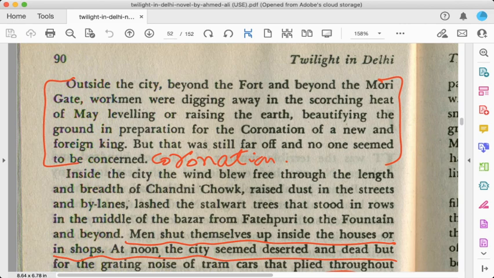The earth is being leveled somewhere. Somewhere it's being raised. Somewhere it is being beautified. In that way, the preparation is going on in order to welcome the British king, in order to perform the ceremony of his coronation. So that is the passage which is really very significant, which goes to talk about the presence of the British people, their government, their activity. And the writer definitely uses the word foreign king, and as a result, we are able to understand that this king is not from the local people. It's not indigenous at all. It is from a foreign land. So that is why the colonial element is being highlighted here.